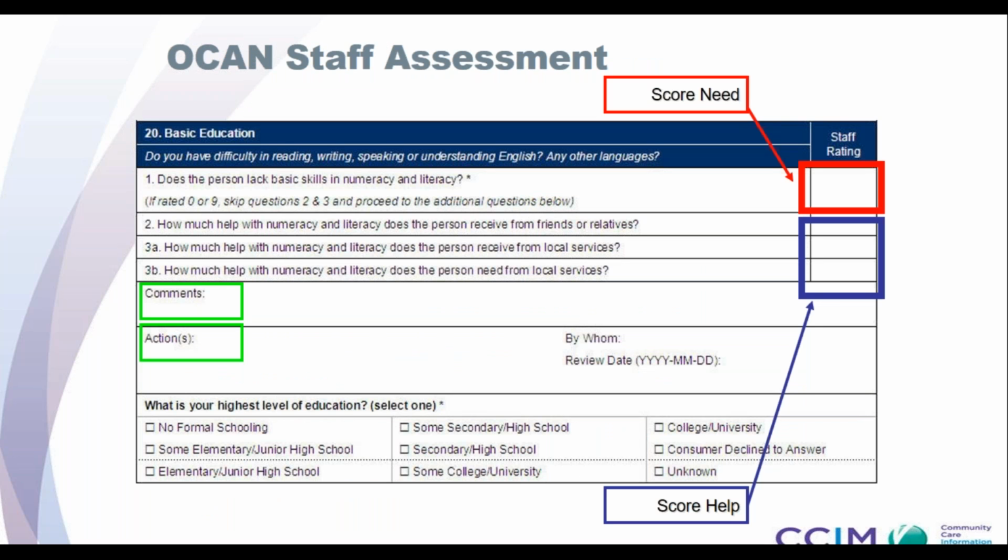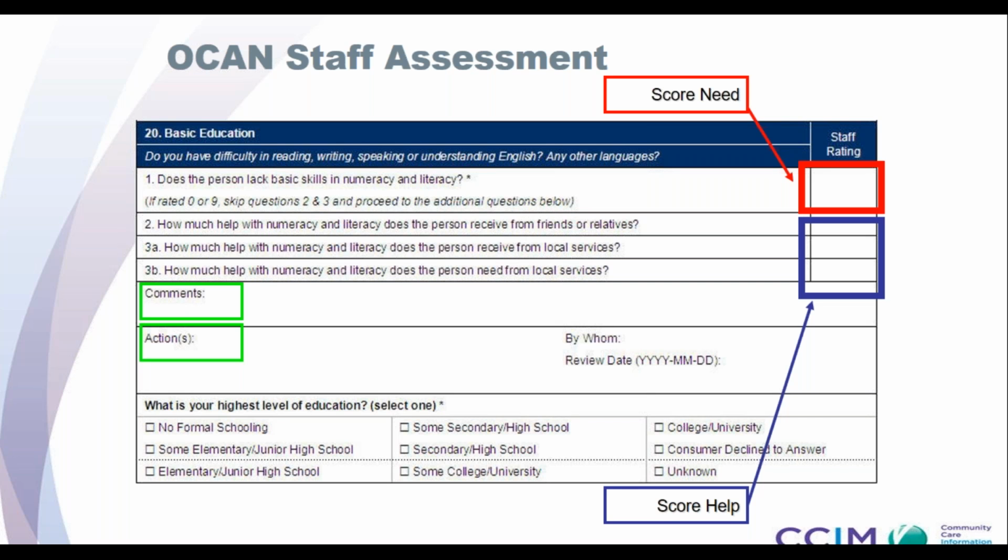And then the staff assessment, again, just a quick picture of what this looks like, and what the first question in the 24 domains is mapped to and corresponds to the consumer self-assessment. But this is just a score and a numeric rating that the staff are trained on how to score: no need, met need, or unmet need. And then they also look at what level of help the client is getting from friends, family, and services, and what level of help the client actually needs.